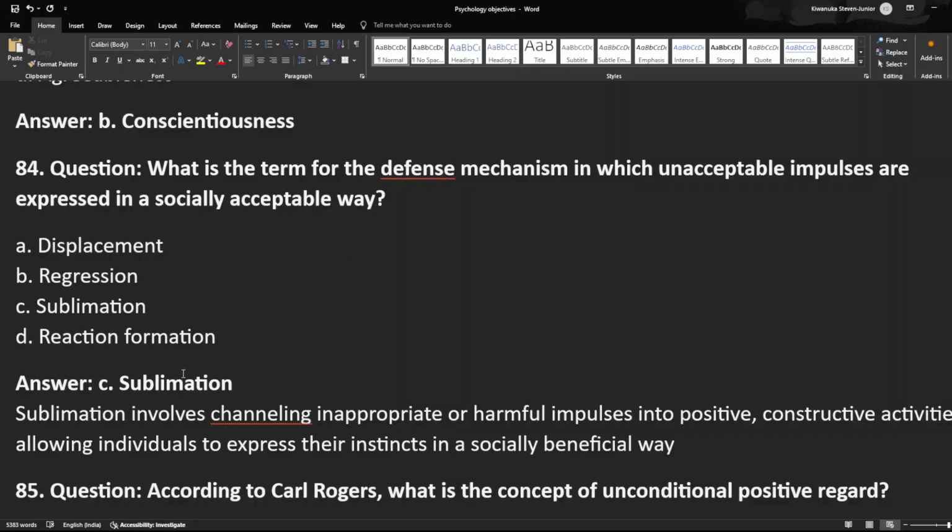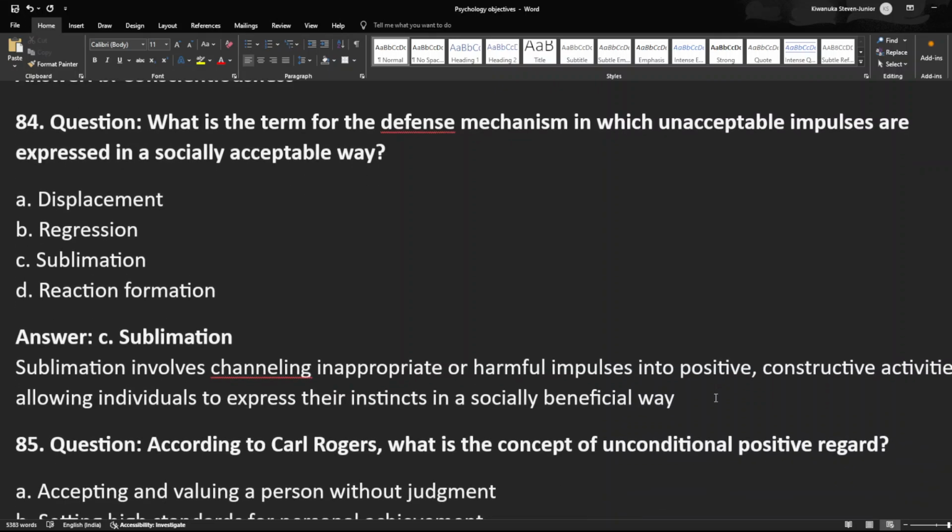So sublimation involves channeling inappropriate or harmful impulses into positive, constructive activities, allowing individuals to express their instincts in a socially beneficial way.